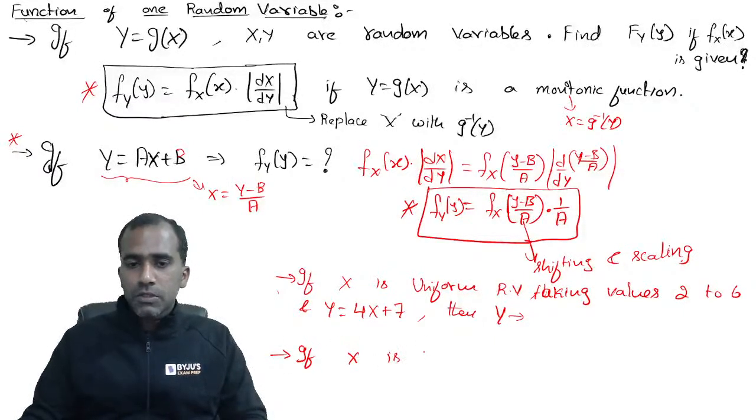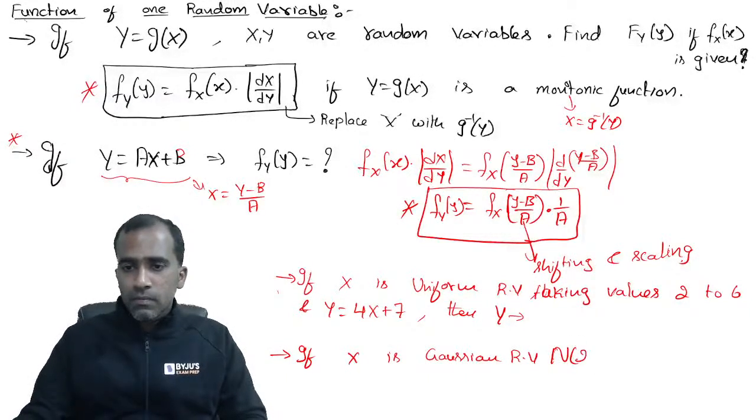I'll ask you one more question also to get more clarity. If x is a Gaussian random variable, it means it will have a mean and variance, right? So let me give that mean and variance as 2 and 4.